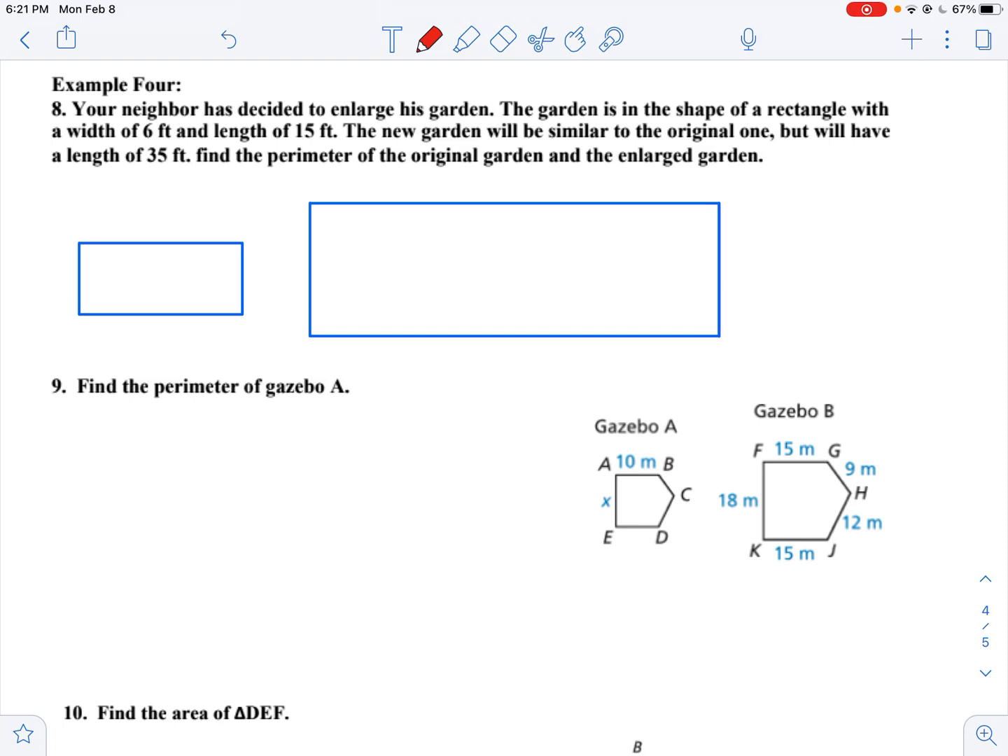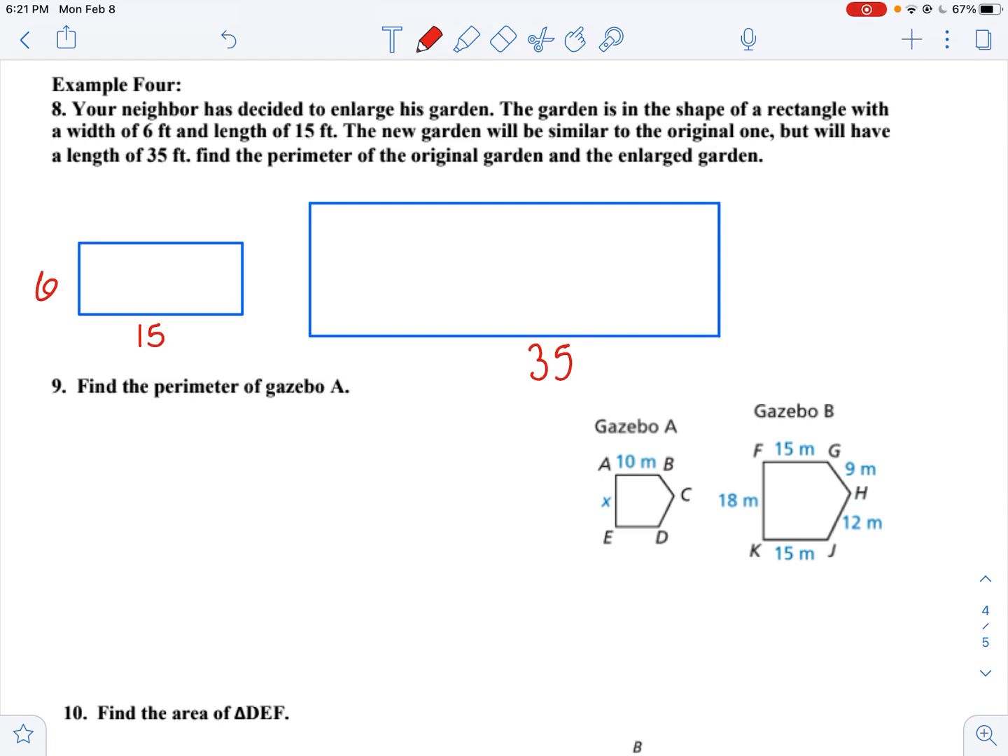So for example here, your neighbor has decided to enlarge his garden. So these are similar gardens. I've drawn these rectangles because the garden is in the shape of a rectangle with a width of 6 feet and a length of 15. The new garden will be similar to the original one, but it will have a length of 35 feet. We need to find the perimeter of the original garden and the enlarged garden.